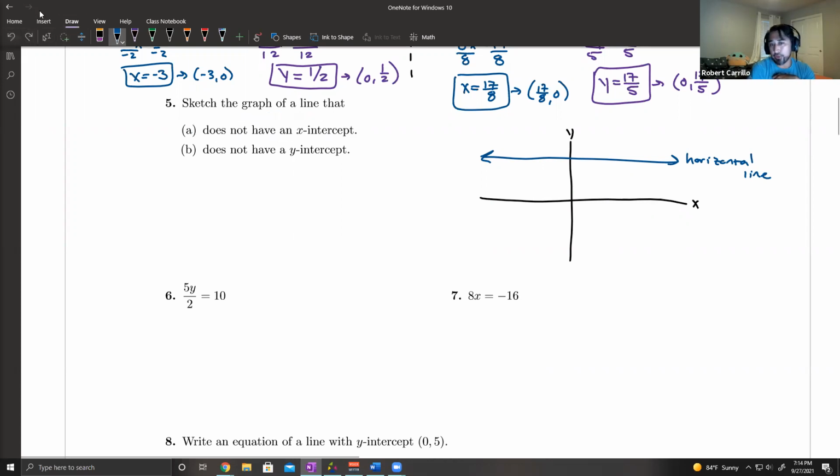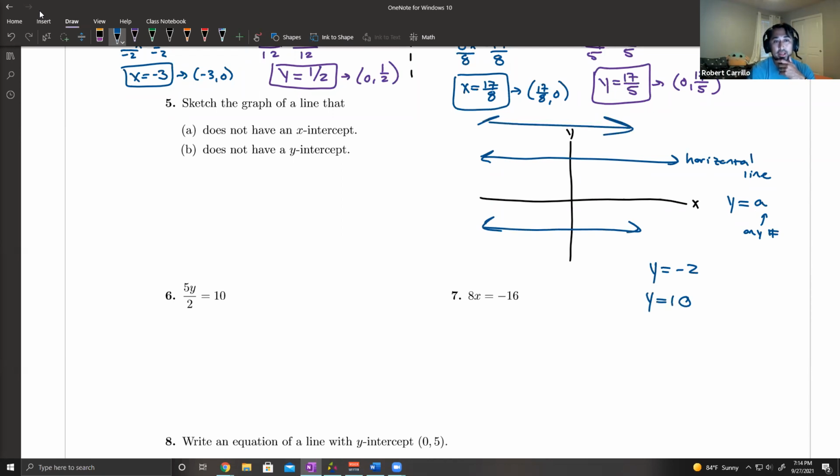Horizontal lines have equations that look like this: y equals some number a, where a is any number. So if I drew y equals negative 2, that line would be down here. Or if I said y equals 10, that line would be somewhere up there. That's what the equation for a horizontal line looks like: y equals any number a.